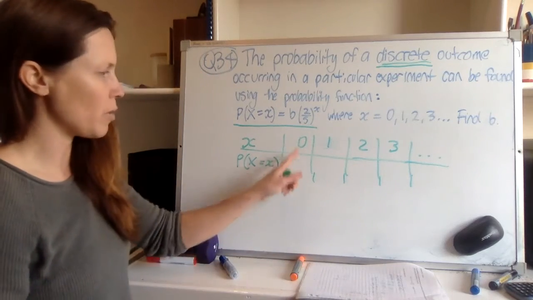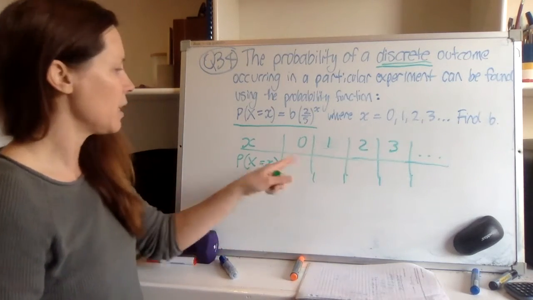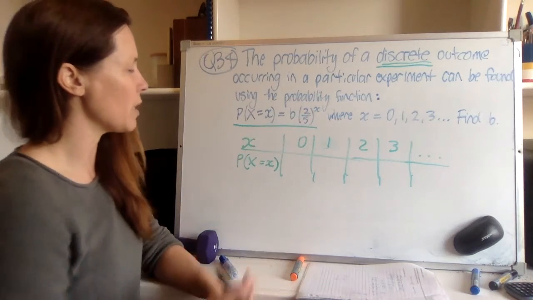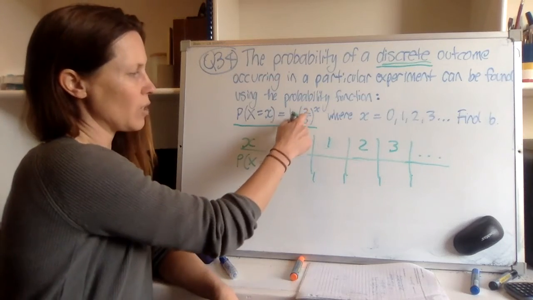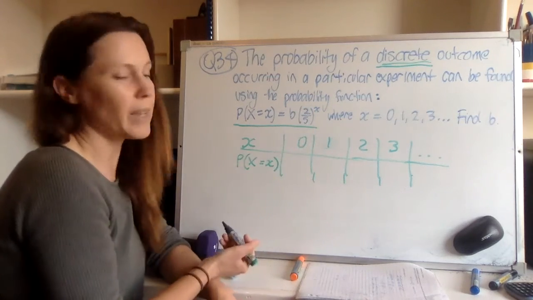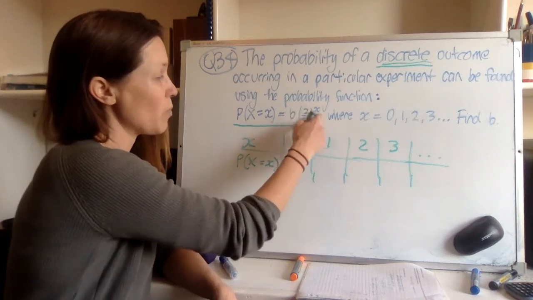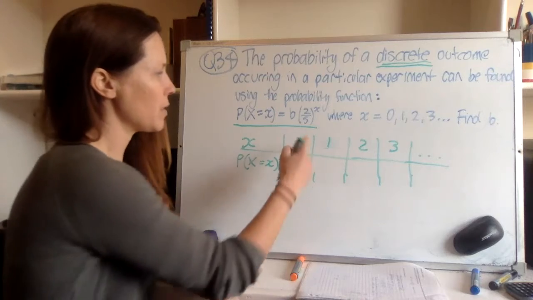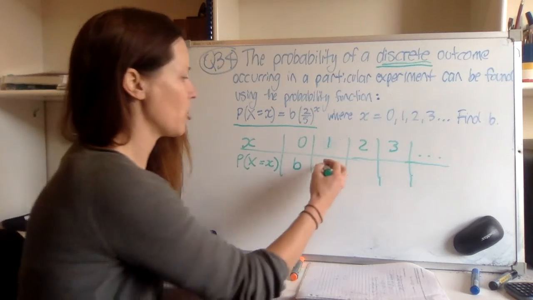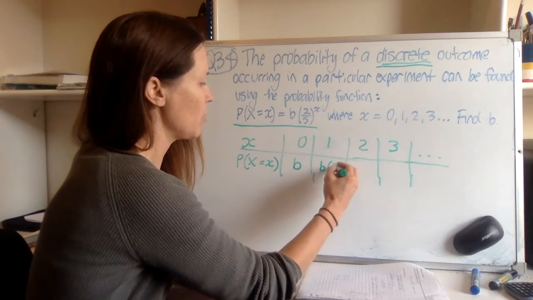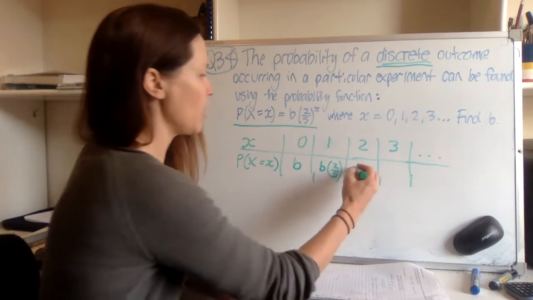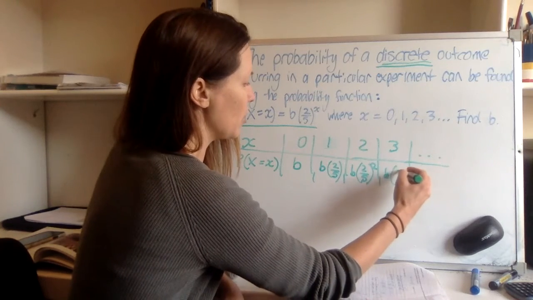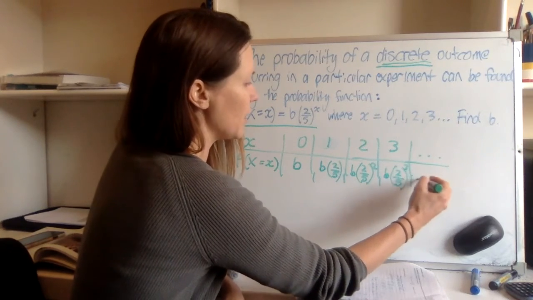Now all we've got to do to find the probability of any one outcome occurring is to sub that value of x into this little recipe. So we've got b multiplied by 2/5 to the power of, well in this case 0, so that whole section will just be 1 because anything to the power of 0 is 1. So the first probability will just be b. The second one will have 2/5 to the power of 1, that's just 2/5, so we've got b multiplied by 2/5. Then we're going to have b multiplied by 2/5 squared, and b multiplied by 2/5 cubed, etc.